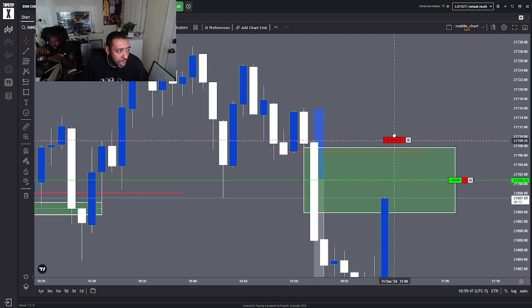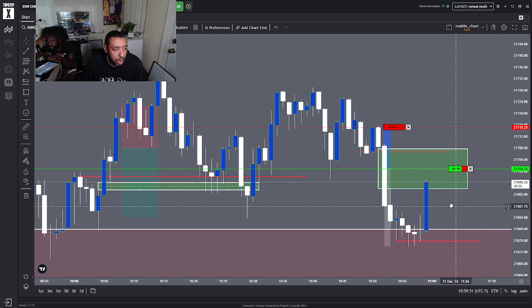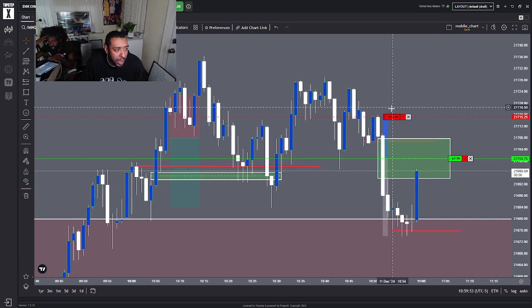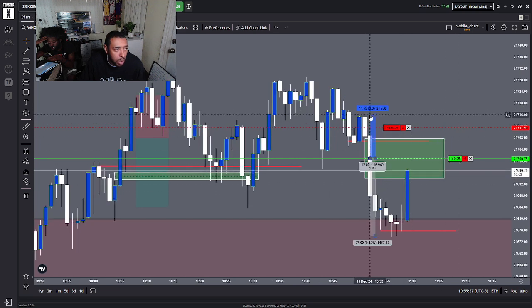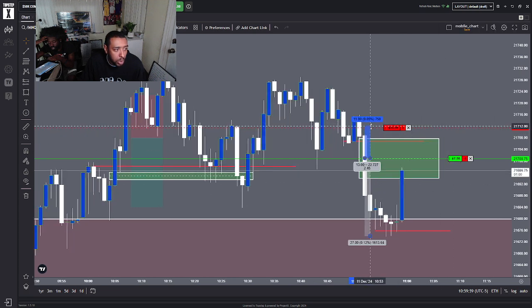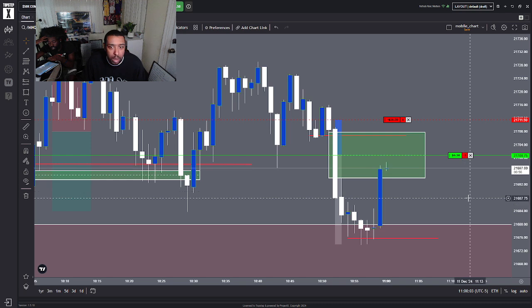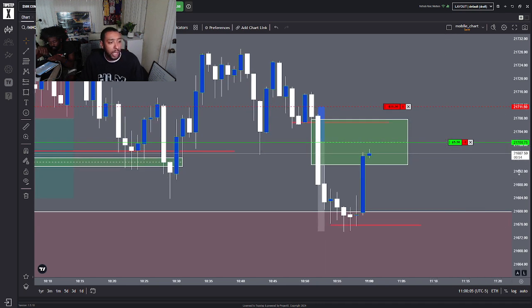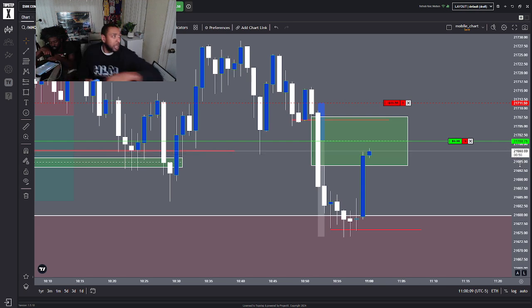Matter of fact, I'm gonna move my stop to above the order block. I just moved my stop. Matter of fact, fuck that. I'm gonna move my stop to mean threshold. So now I'm only risking 10 points. 10 points is only $20. So if I lose this trade, I'm already down 46, plus 20, $66.